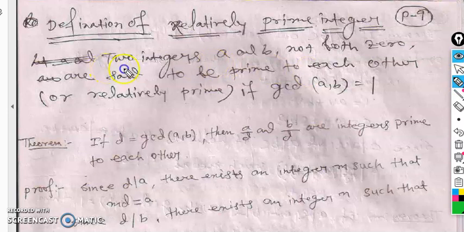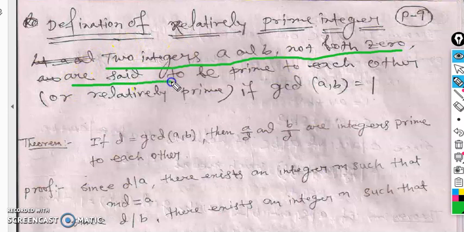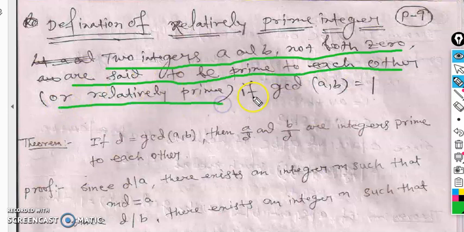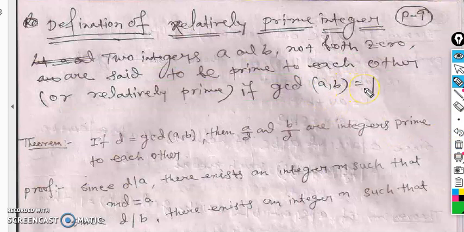Two integers A and B, not both 0, are said to be prime to each other, or relatively prime, if GCD of A comma B equals 1. If its GCD is equal to 1, then we say that they are relatively prime. Here we give an example where both numbers are not prime numbers, but still they are prime to each other.